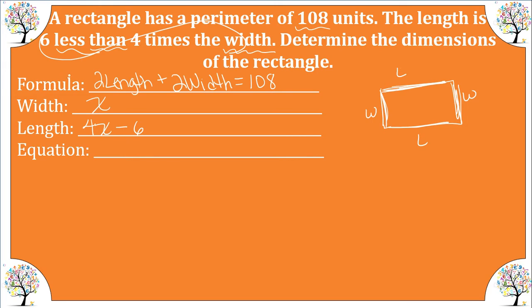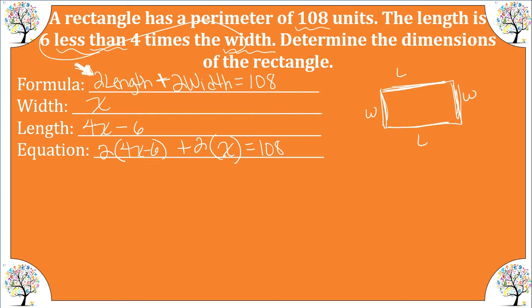Now let's plug it into the formula. Don't forget we have 2 lengths. We need parentheses. So length is 4X minus 6 plus, here's our formula, 2 widths, and we're going to use X for width, and equals 108. Again, having your formula is super important here. Okay, don't skip this step.